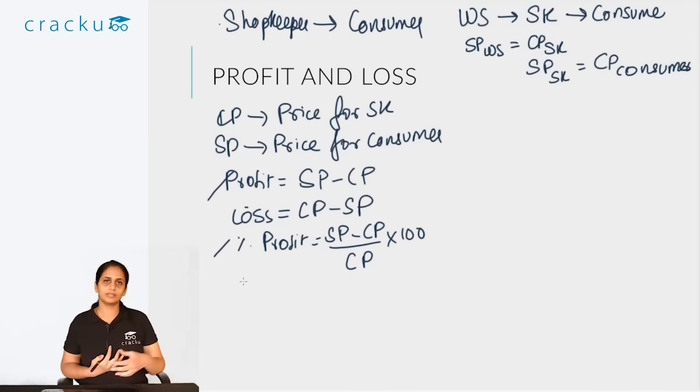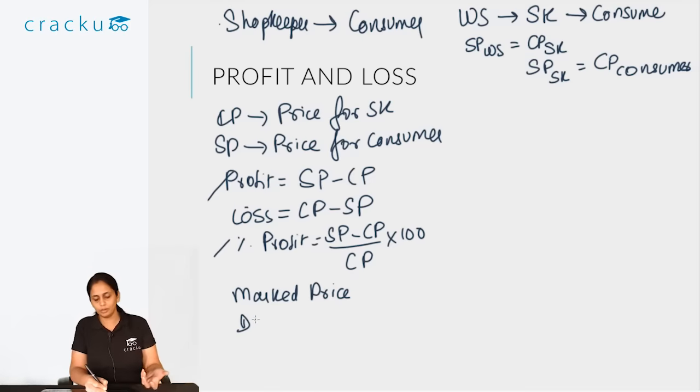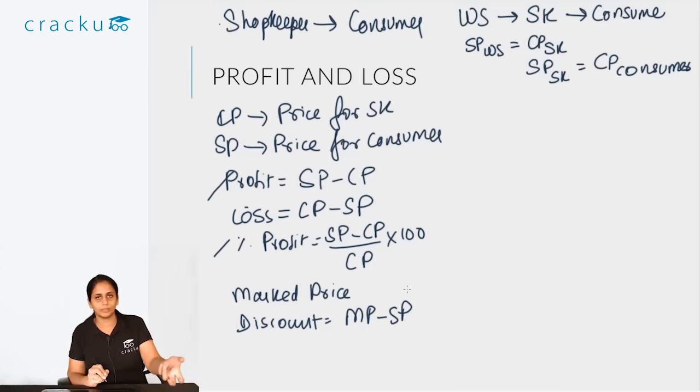So what they will do is put a marked price on it. Marked price is essentially the price that is put on the sticker on the item. On top of that marked price, he'll give you a discount to entice you to buy. So discount is basically marked price minus selling price. So we'll say, okay, I'll give you 10 rupees discount on this. If the marked price is 120 rupees, your actual selling price would be 120 minus 10, that is 110 rupees.